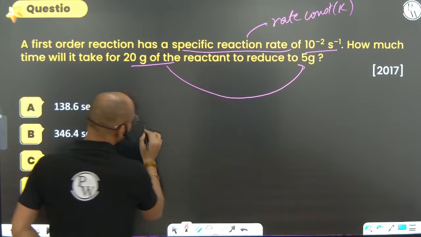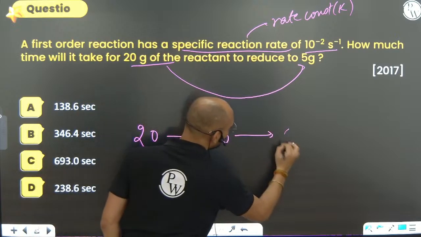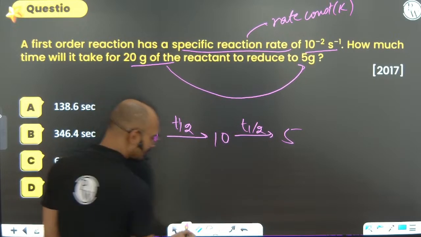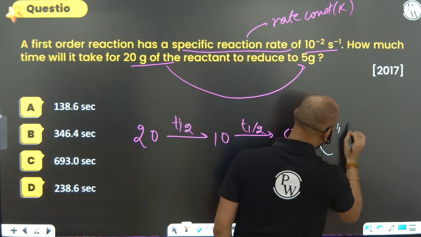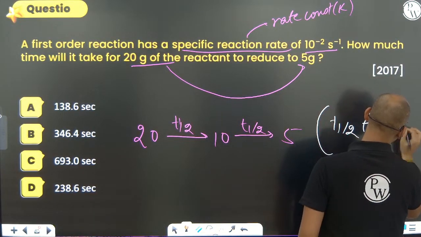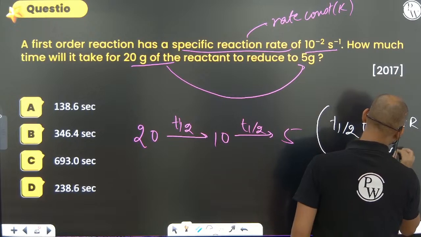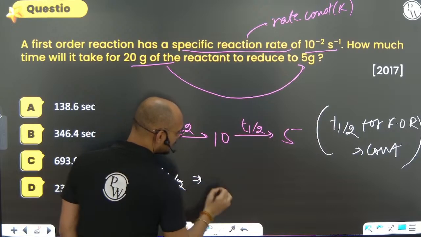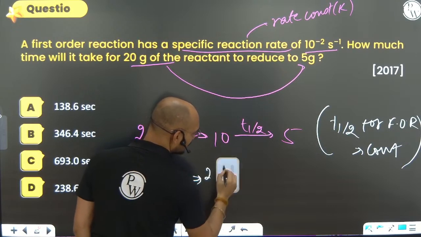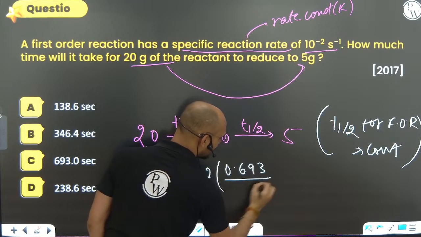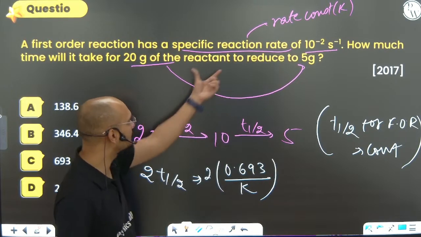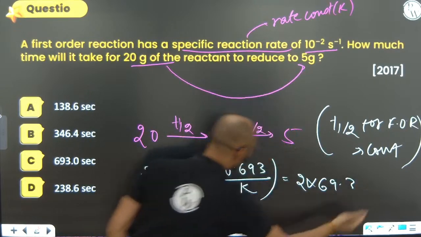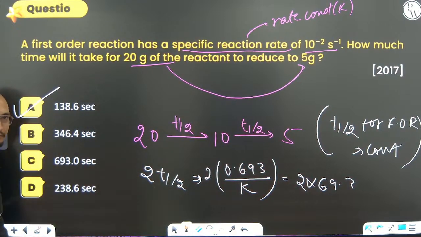So what can we say? 20 to 10, 10 to 5. How much time will it take? T half, because T half for a first order reaction is constant. How many T halves is it using? 2 T halves. What is the value of T half? 2 times 0.693 divided by k. Yes or no? What is the value of k given? 10 to the power minus 2, which means 69.3. So 2 into 69.3 is somewhere around 138. Not a big deal. Easy.